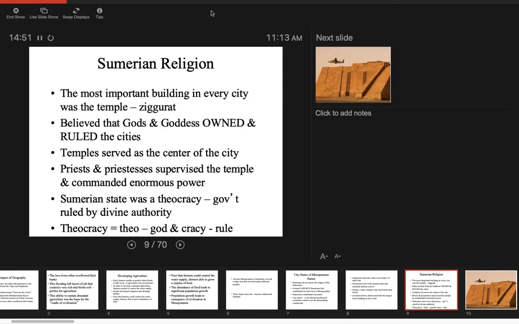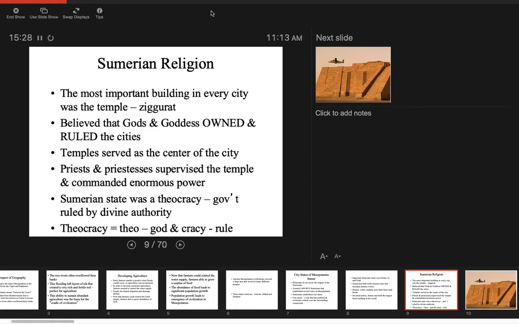All right, Sumerian religion. The most important building in every city was the temple, the ziggurat. And this is a weird word. You need to know that it's a temple, and it is a matching definition. This, again, is why I don't do vocab words, because unless you're on Jeopardy, you will never use the word ziggurat again. But for our test, you need to know that that's a temple. It is the temple. They believed that gods and goddesses owned and ruled the cities.